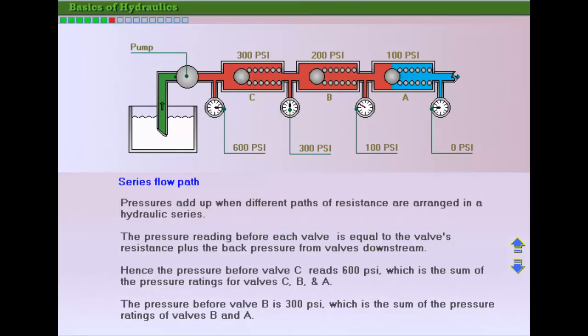Hence, the pressure required to open valve C is 600 psi, which is the sum of the resistances for valves C, B, and A. The pressure reading in the gauge placed after valve A is theoretically 0, as there is no resistance downstream.